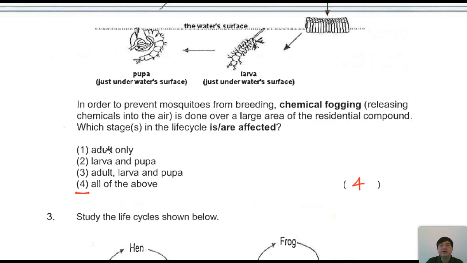Straight away you might think that it can be adult only. Yes, that is quite correct, adult only because you spray it into the air. But you must understand that there's another function of these chemicals. Some of them landed on the surface here, and it has this oily component, so it does affect the life cycle of all the above. Whether it kills the adult, not able to lay the egg anymore, and also at the same time creates something at the surface of the water to prevent the larva and the pupa from surviving.